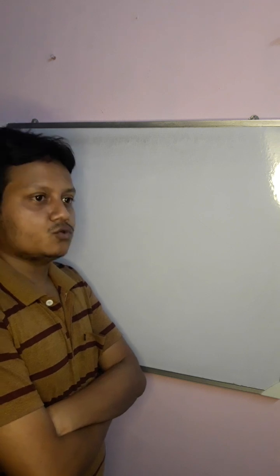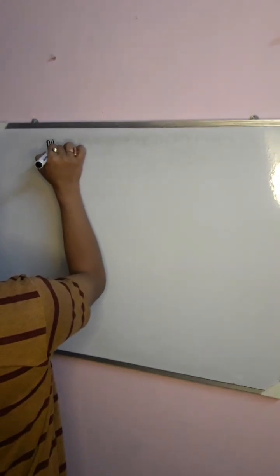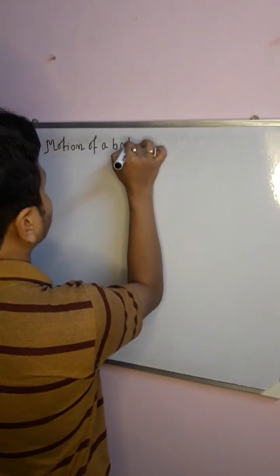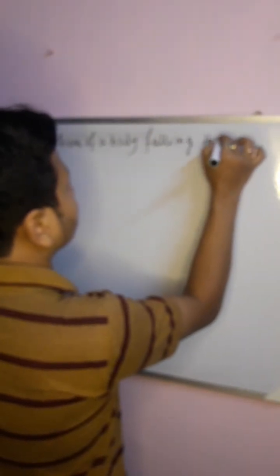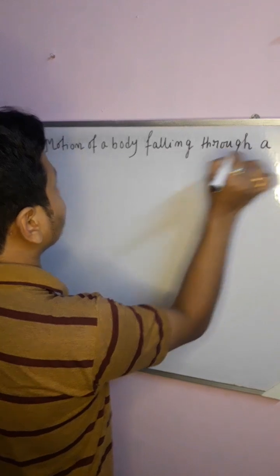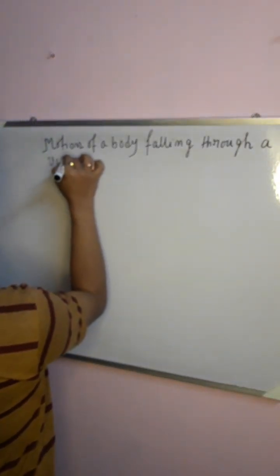Now in the last lecture I told you about the corrections made in Poisson's equation, the acceleration and kinetic energy corrections, and we have rectified the equation. In today's lecture I am going to discuss the motion of a body falling through a viscous medium.